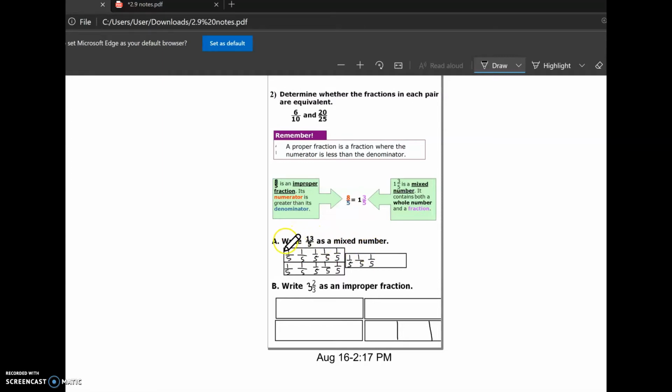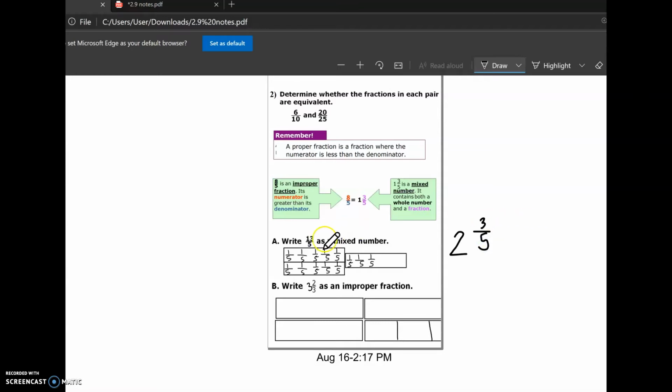Okay, now we're going to count how many fifths do I have as a mixed number. So this rectangle on top is all the way filled in, and that's 1 whole. Then I have another one that's all the way filled in, that's another whole. So that would be 2 wholes. And then I have 1, 2, 3 fifths. So 13 fifths is the same as 2 and 3 fifths. Okay?